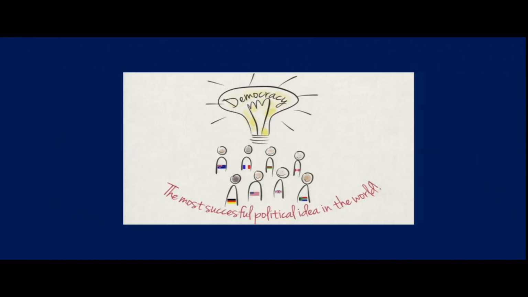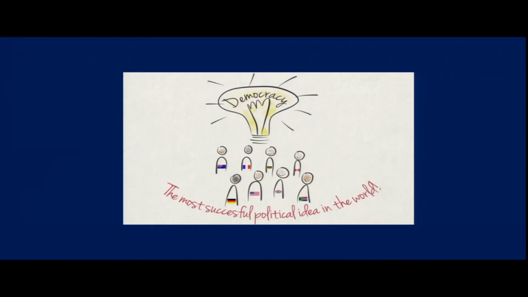So, since democracy is a rule by the people, it has become the most successful political idea in the world, and the concept of democracy has now spread to all countries of the world barring a few. At the same time, there are countries which are democratic but are not true democracies because they do not fulfill all the criteria that is required to be termed as democracies.